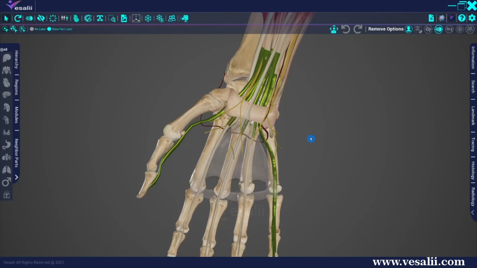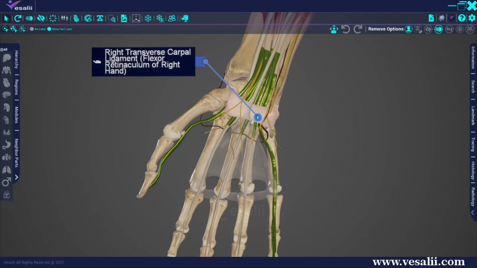Let us start by talking about the structures on the anterior aspect of the wrist. The flexor retinaculum, or transverse carpal ligament, is a rectangular fibrous band situated on the ventral aspect of the wrist. It encloses and forms the roof of the carpal tunnel. You can check our video on the carpal tunnel for more details.